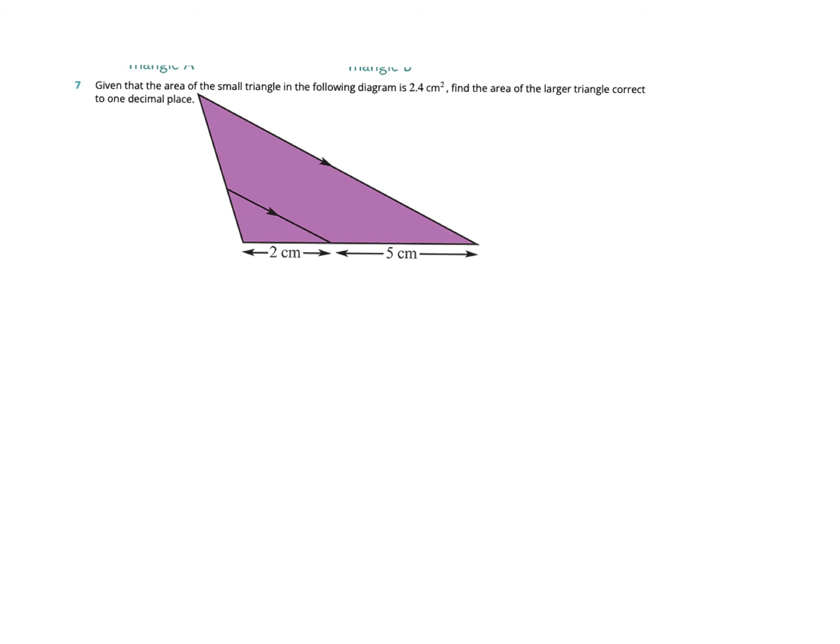So they've given that the area of the small triangle in the following diagram is 2.4 centimeters squared. Find the area of the larger triangle correct to 1 decimal place. If you were given this, you're obviously being told to find the area. Without any other information, we must know that these triangles are similar.